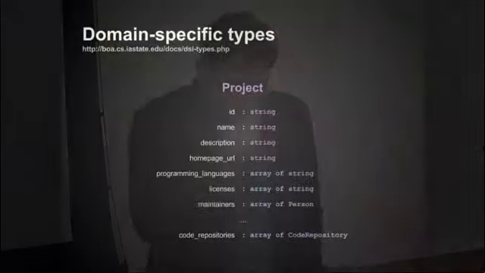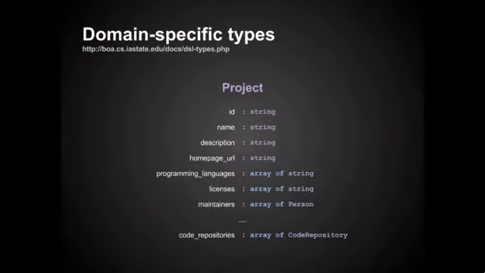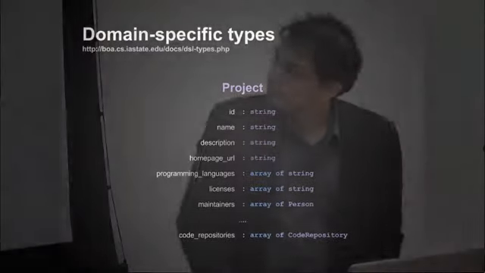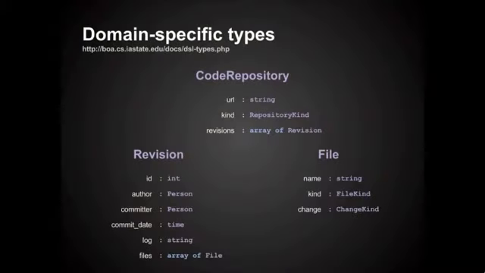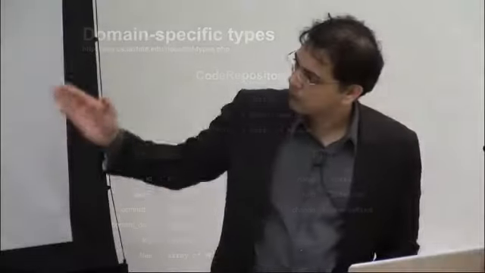So here are some details of this domain-specific type. It provides the name of the project, homepage URL, programming languages, licenses, and all that information that you would typically expect from a project. There are other types like code repositories, revisions, files, and so on, and they provide the usual details about these artifacts. More information about this is available from the website, of course.